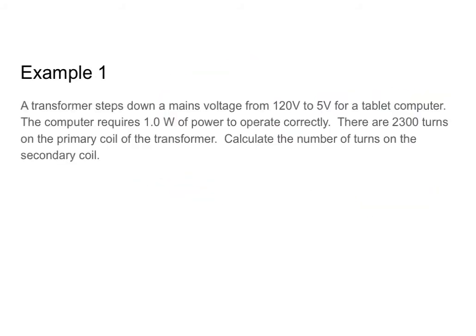So let's go ahead and look at an example. A transformer steps down a main voltage from 120 volts to 5 volts for a tablet computer. The computer requires 1 watt of power to operate correctly. There are 2,300 turns on the primary coil of the transformer. Calculate the number of turns on the secondary coil. So let's go ahead and start by listing out what we know.